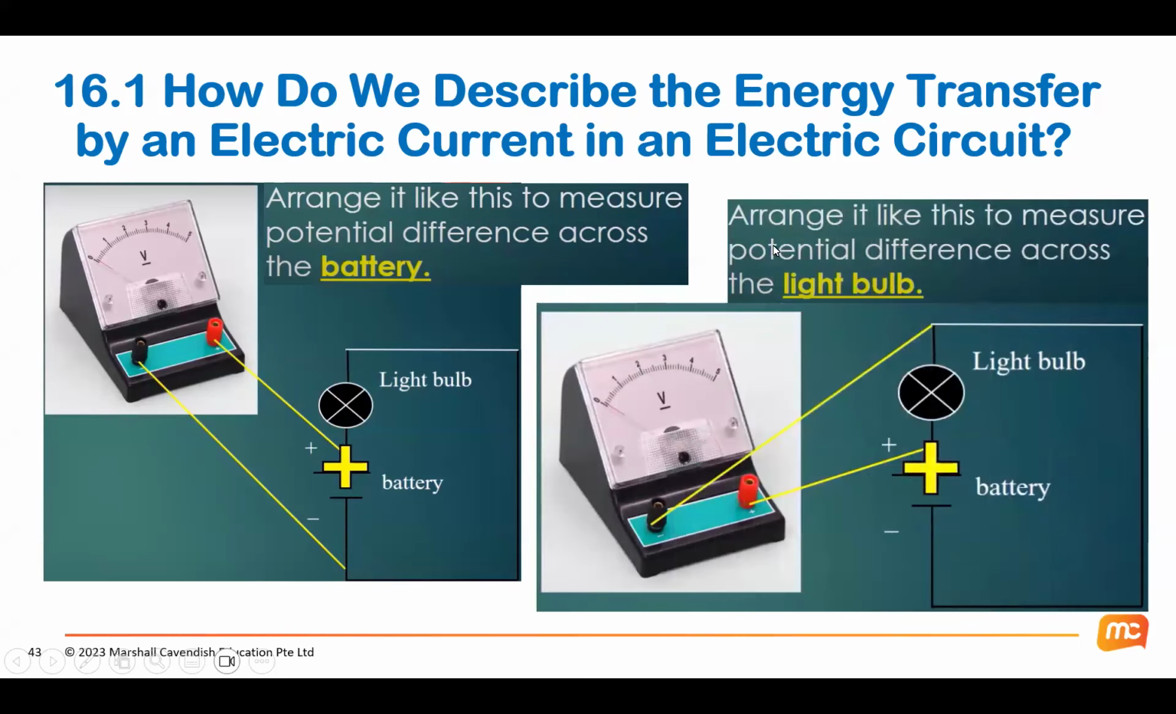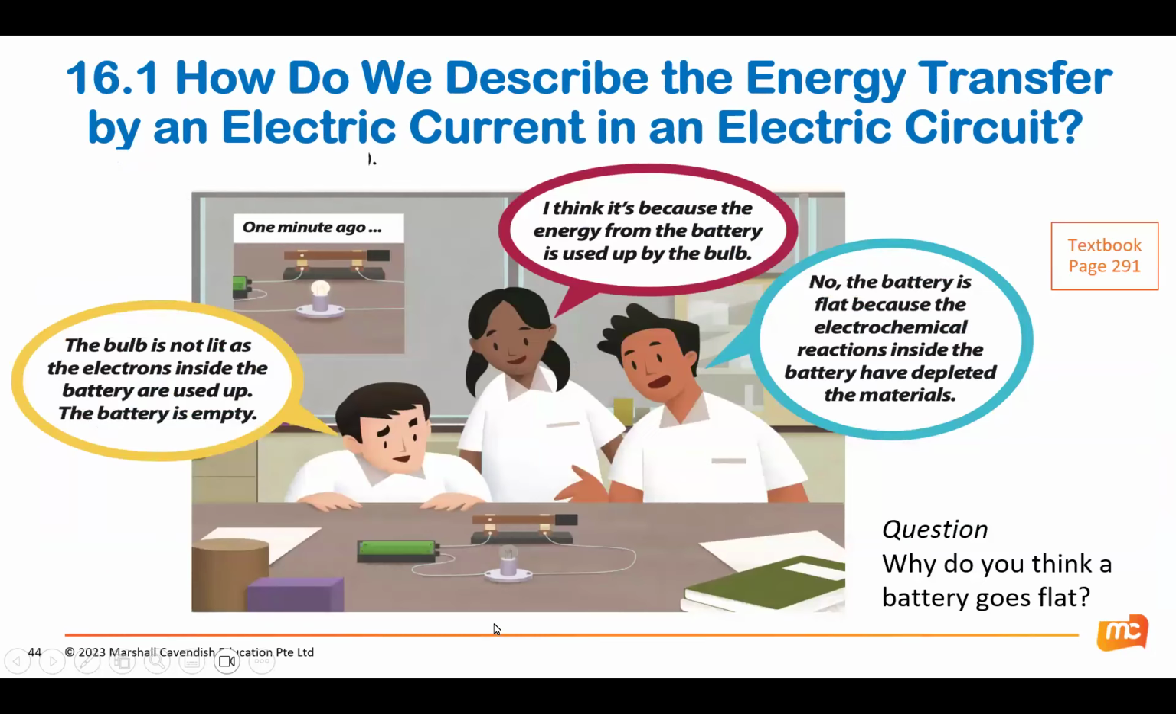Okay, and if I want to measure the potential difference across a light bulb or any 2 points in the circuit, then I will need to put my voltmeter parallel to the component that I want to measure. So in this case, I want to measure potential difference, how much energy is needed to move one charge across this light bulb. I will put my voltmeter in parallel across the light bulb like this.